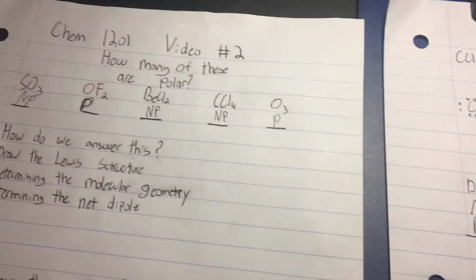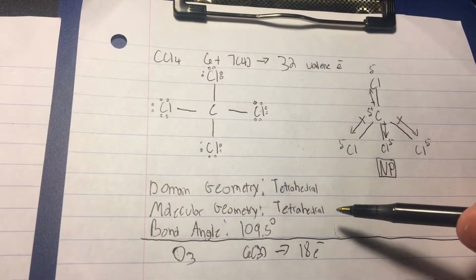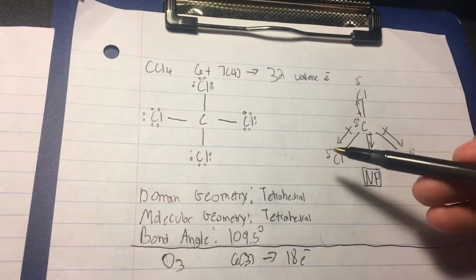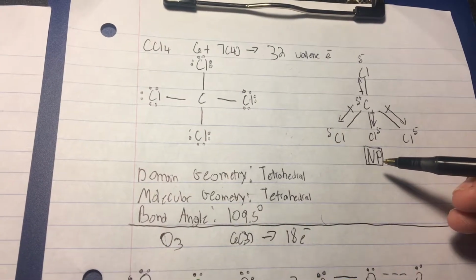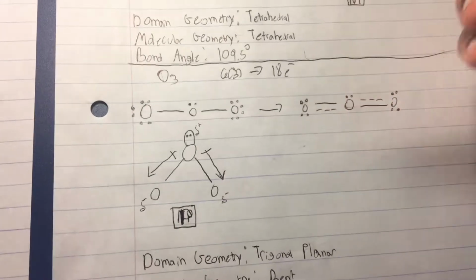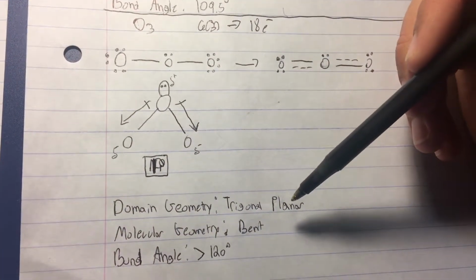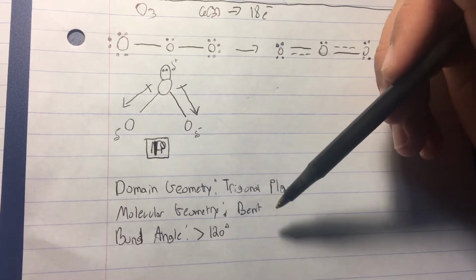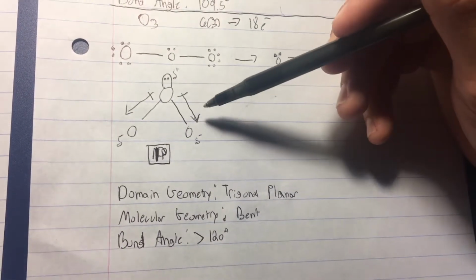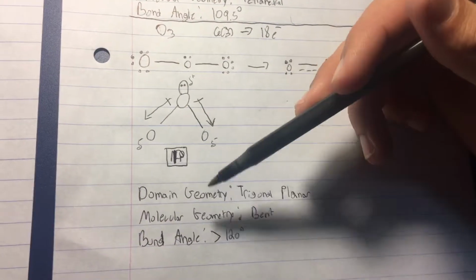Then we have carbon tetrachloride. Carbon tetrachloride has a tetrahedral domain geometry along with a molecular geometry that is tetrahedral, thus being able to cancel the net dipoles, also leaving another nonpolar molecule. Lastly, we have O3, ozone, and it has a domain geometry that is trigonal planar and a molecular geometry that is bent, thus leaving it unable to cancel the net dipoles, leaving a polar molecule.